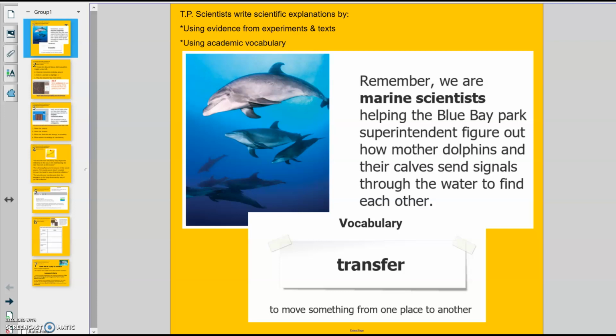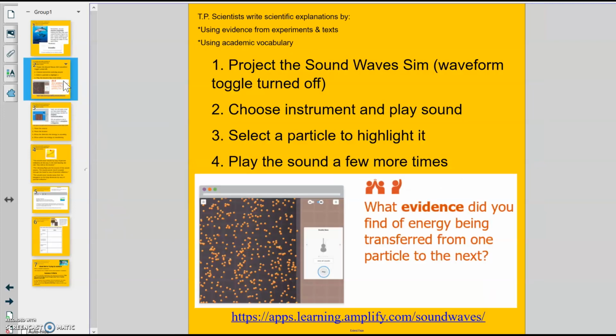academic vocabulary. So remember that we're acting as marine scientists and we're trying to help the Blue Bay Park Superintendent figure out how mother dolphins and their calves send signals through the water to find each other. And remember that the word transfer means to move something from one place to another. So let's look at the sound wave sim. As we select a particle to highlight it and watch that particle move, we want to think, what evidence do we find of energy being transferred from one particle to the next?